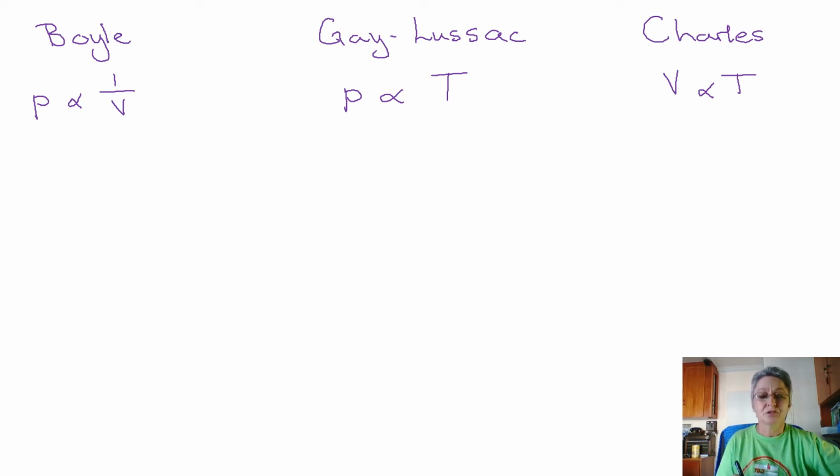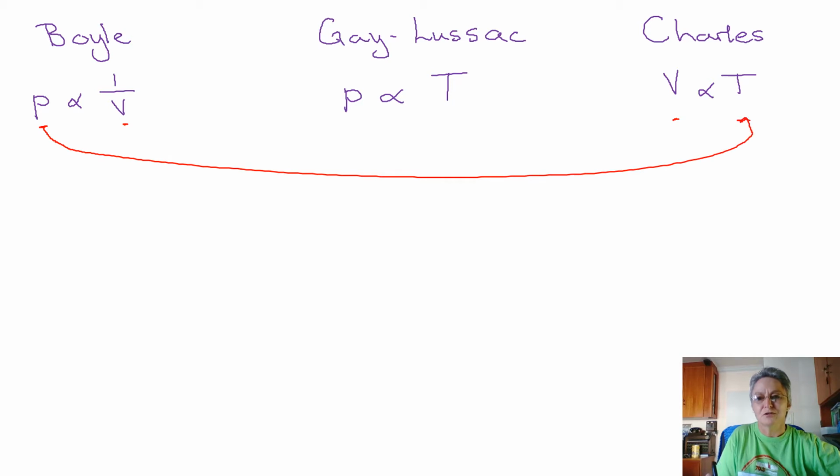I'll come back just to fill you in. The reason why I put Gay-Lussac in the middle is that where Boyle brings the pressure and the volume into a relationship, and Charles brings the volume and the temperature into a relationship, Gay-Lussac jumps from Boyle's law pressure to Charles's law temperature. It was just something funny that I figured out to help me to remember the relationship between the three different laws.